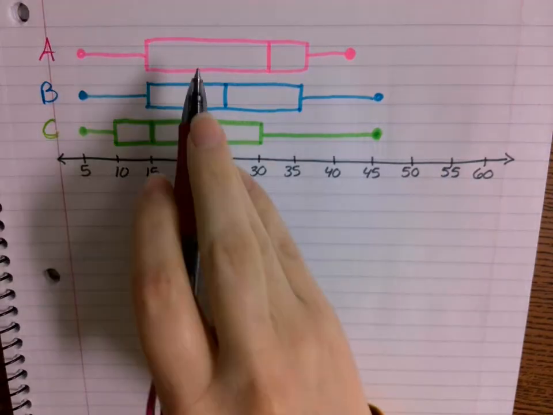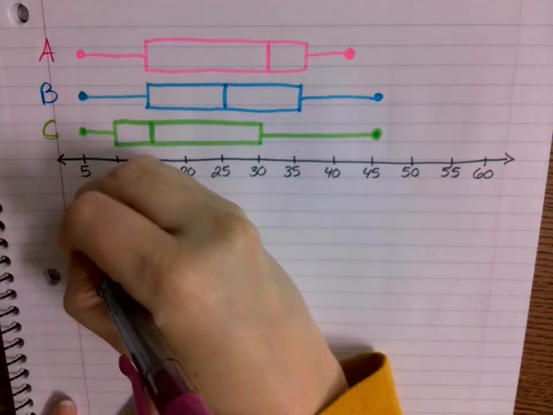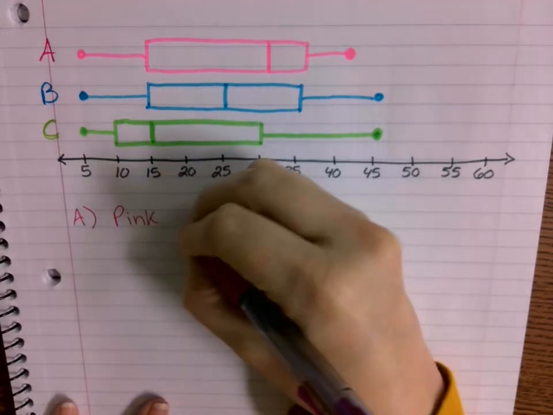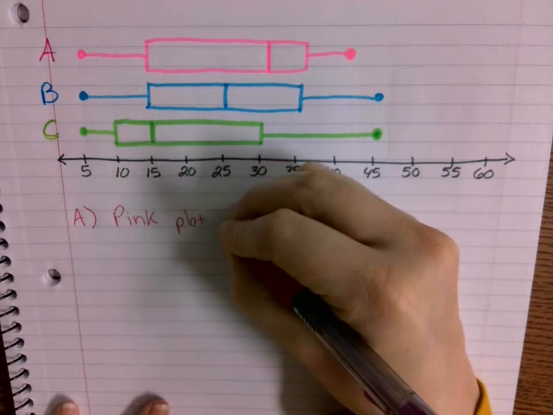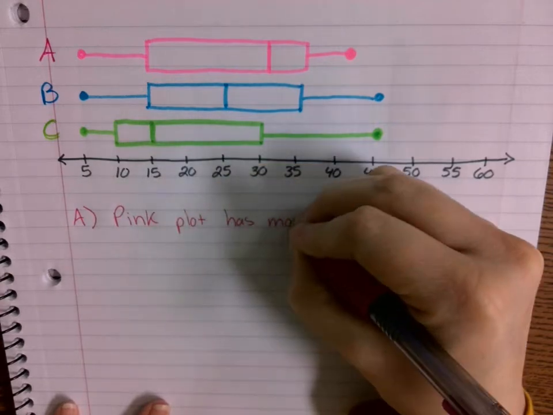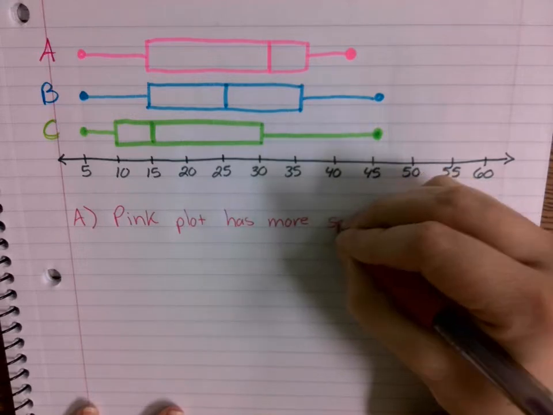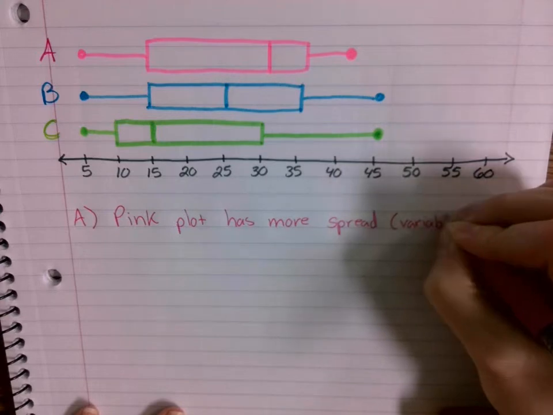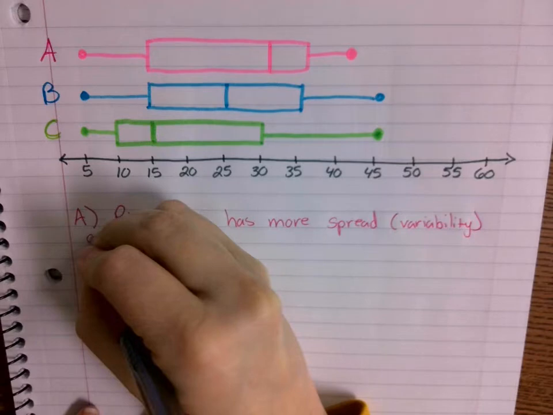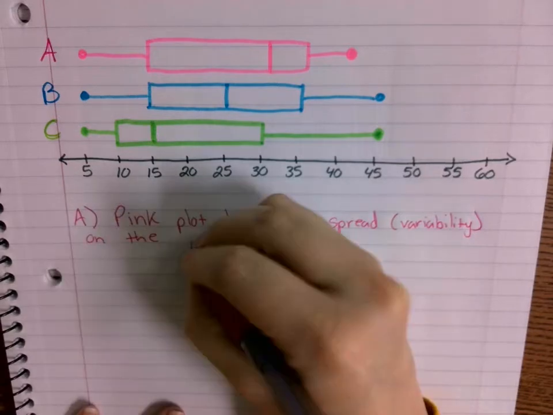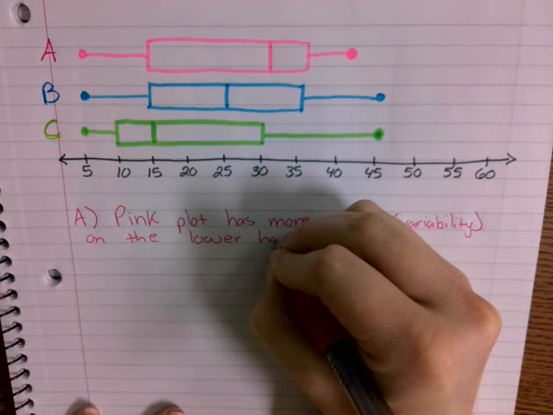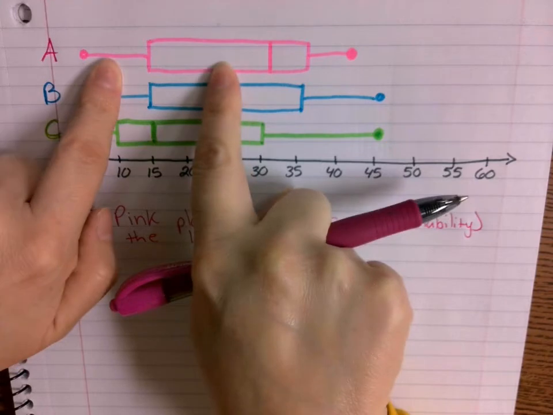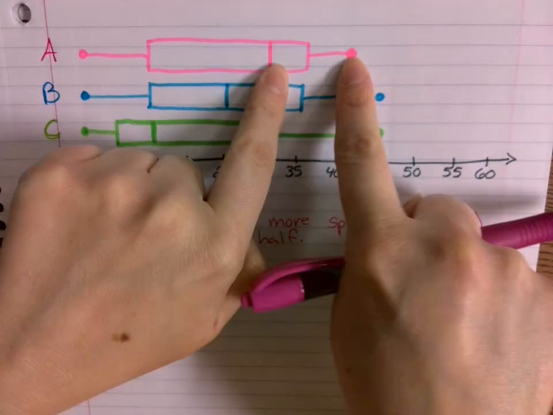So for box plot A, the pink plot has more of a spread or variability on the lower half. Okay, so the lower half of my data set is more spread out than the upper half of my data set. Would you guys agree with that?